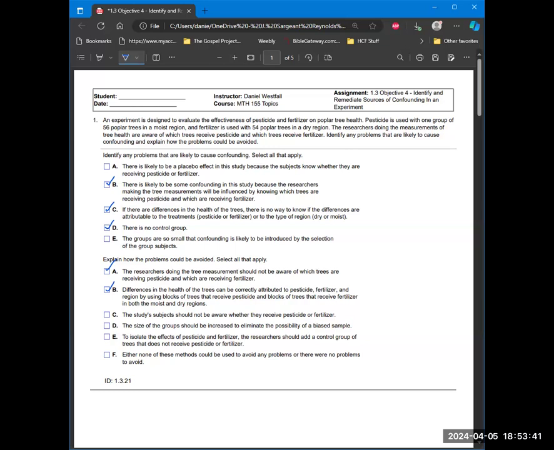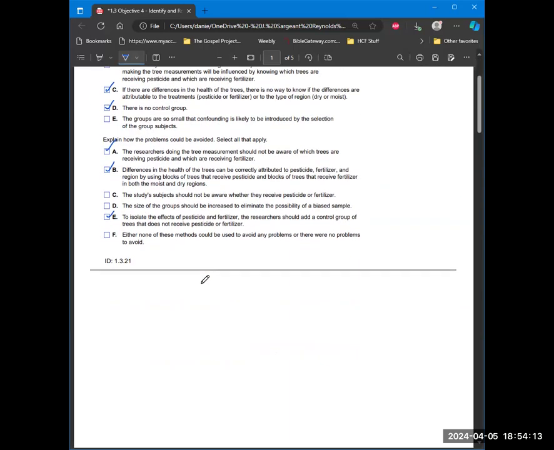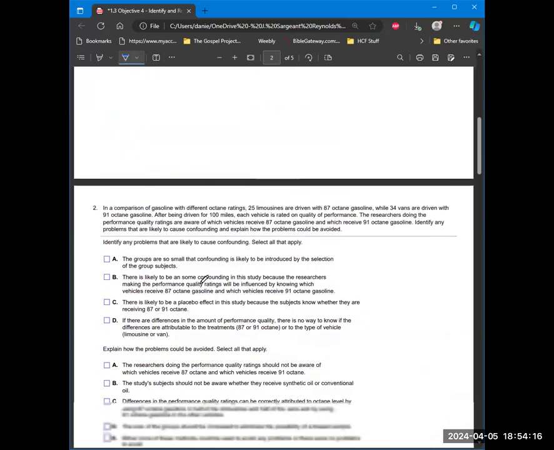To isolate the effects of pesticide and fertilizer, the researchers should add a control group of trees that does not receive pesticide or fertilizer. That would be a good idea too. And the last one says either none of these methods could be used to avoid any problems, or there were no problems to avoid. That's not true. We found problems and we found solutions. So let's go on here to question number 2.